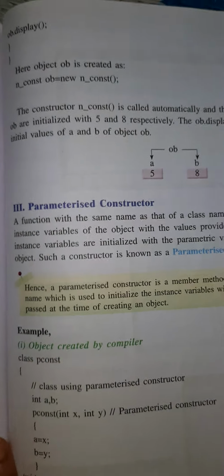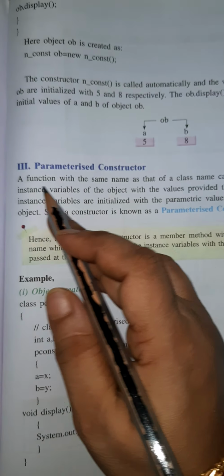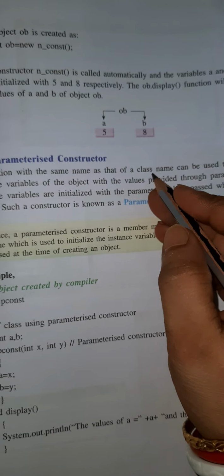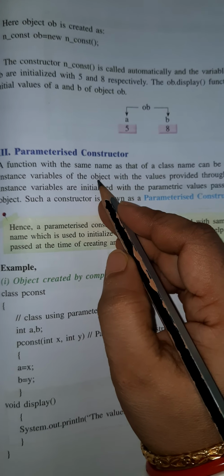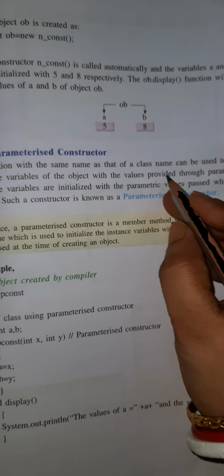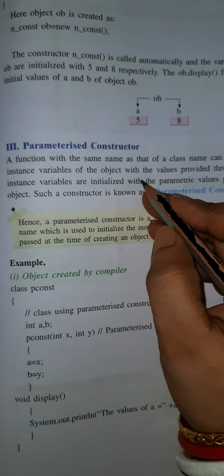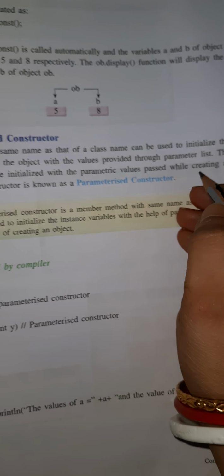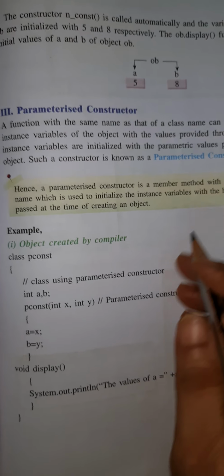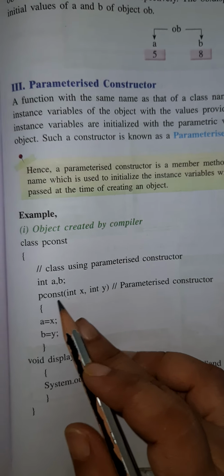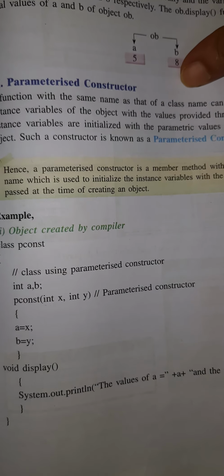So that is non-parameterized. Then the parameterized constructor: a function with the same name as the class name can be used to initialize the instance variables of an object with the values provided through the parameter list. The instance variables are initialized with the parameter values passed while creating an object. Such a constructor is known as a parameterized constructor. So you can see here the constructor has the same name as the class name, and 2 parameters are passed, and it is displayed.